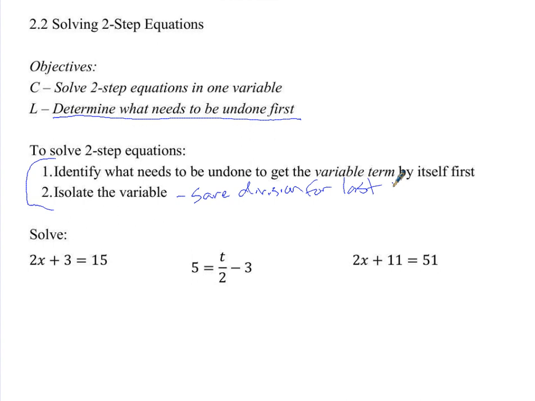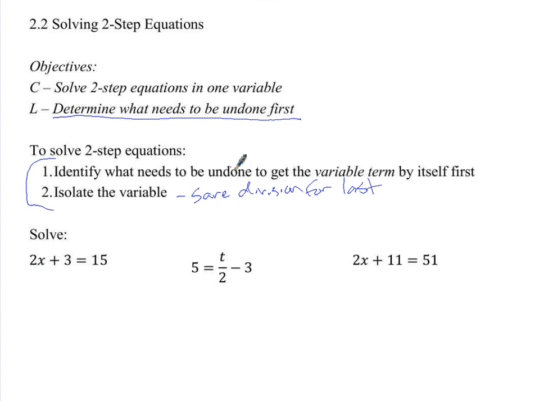So for example, 2x plus 3 equals 15. Notice that I have a 2 attached to that x. What am I doing to x right now? What does that say in between the 2 and the x? Multiply. So how do you undo multiply? You divide. Am I going to do that right now? No, I'm not. Okay? That's what I mean by save division for last. Save that division by 2 until the end, and then you'll have just x at the end.